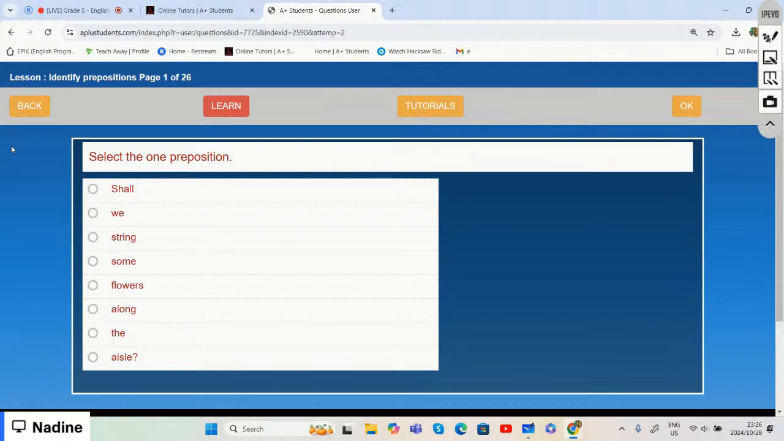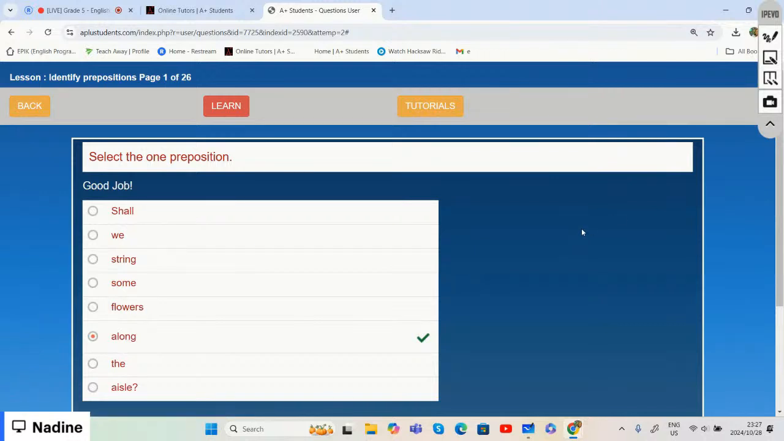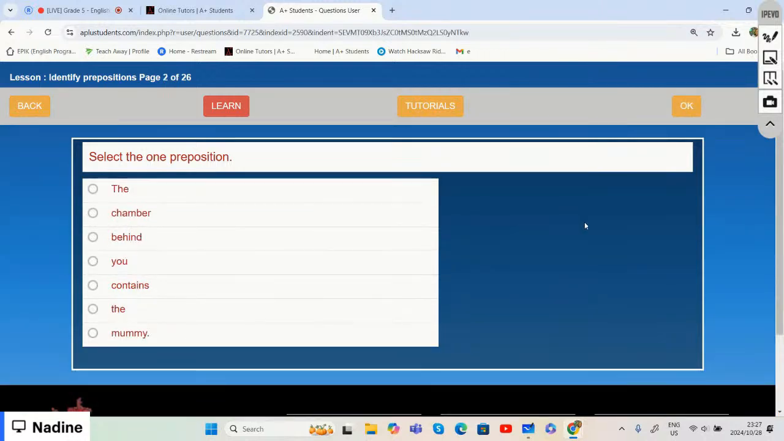And if we were to select or identify the preposition, we're going to say along is our preposition. Along where? The aisle.